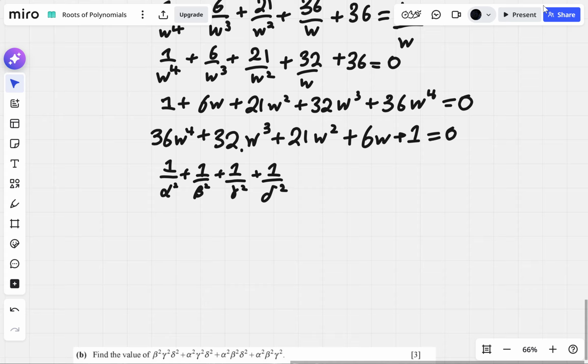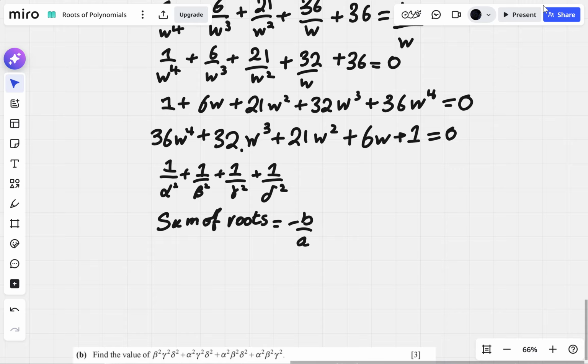So that would just be 32 minus 32. No, wait, let me just write the formula first so it's easy. Sum of roots, which is equal to minus b over a.